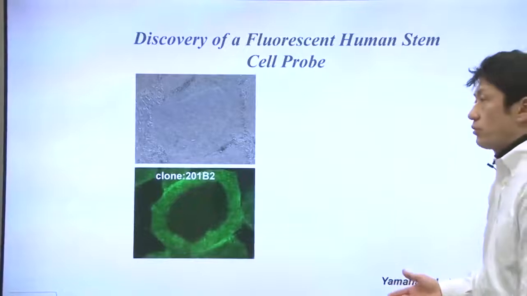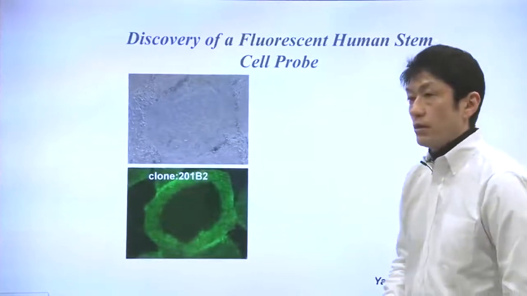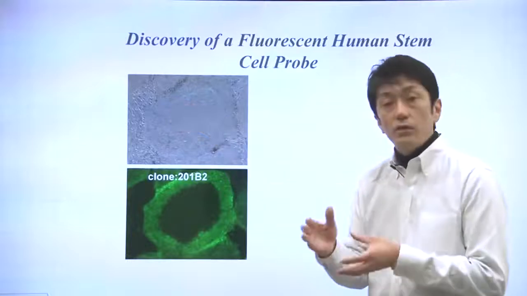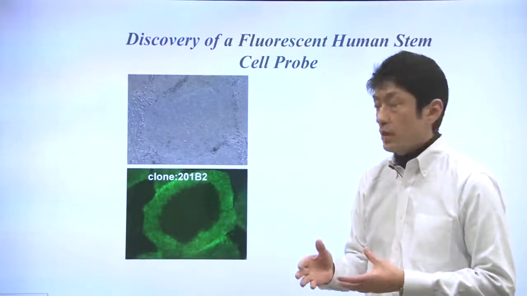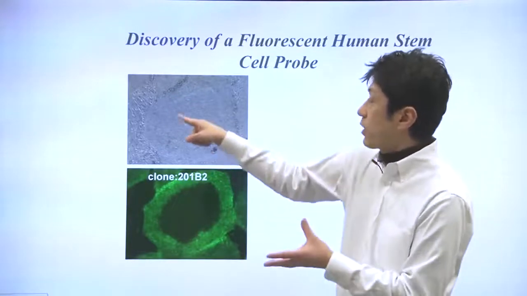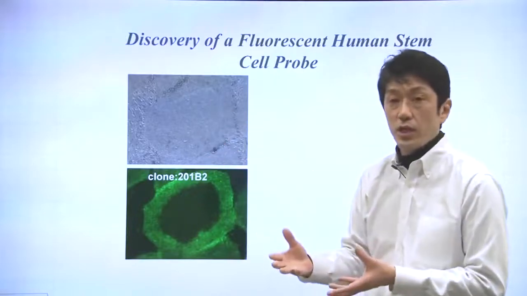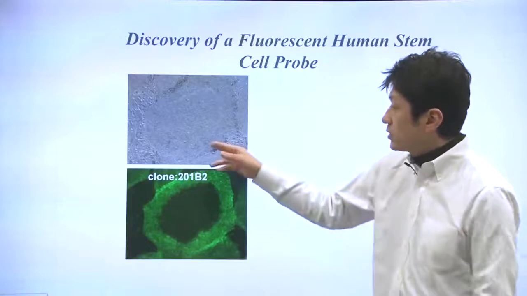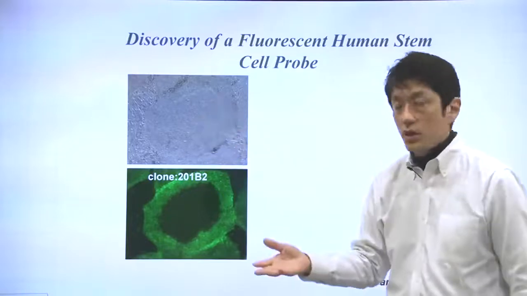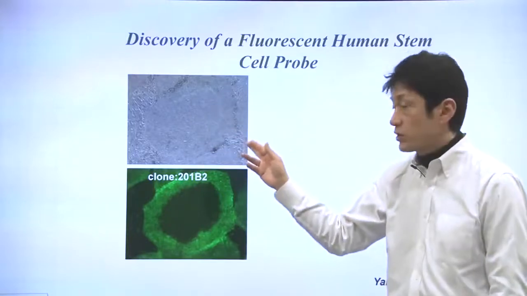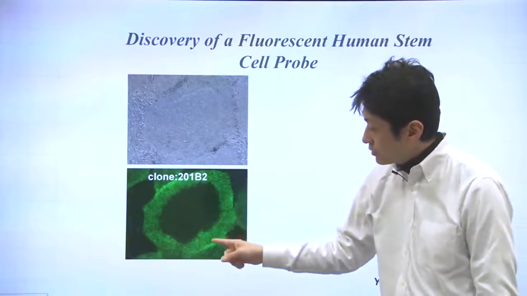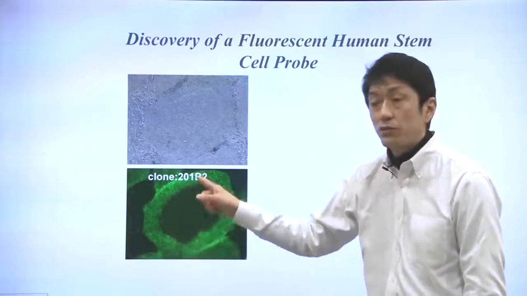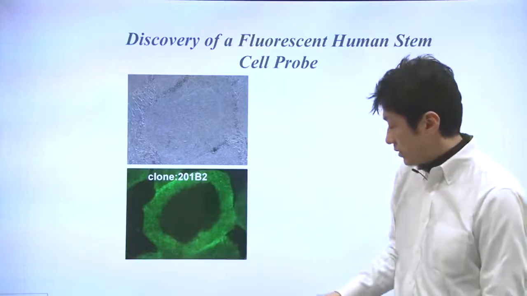Professor Yamanaka's laboratory did this experiment. If you are not careful enough, iPS cells can get differentiated. Then the central part of the colony can get differentiated, and you can get a donut-shaped colony. Inside the colony is differentiated. Outside is still undifferentiated. With KP1, you can see the staining of the undifferentiated part of the colony in a selective way.